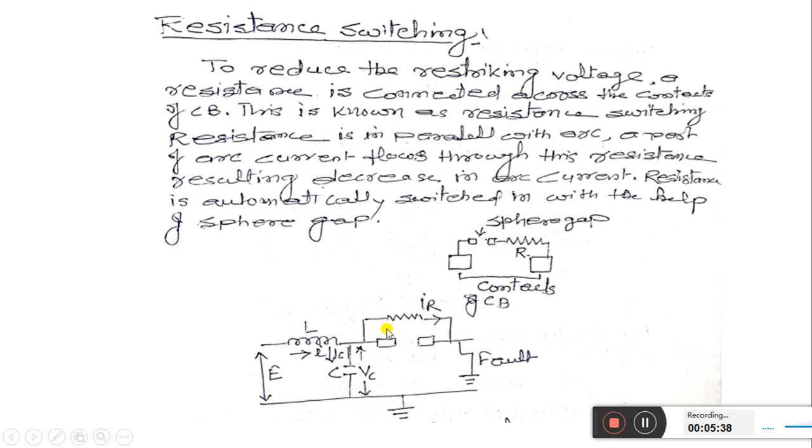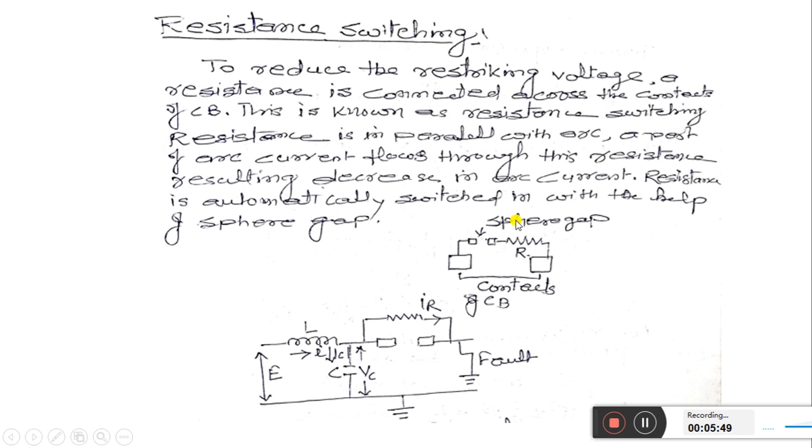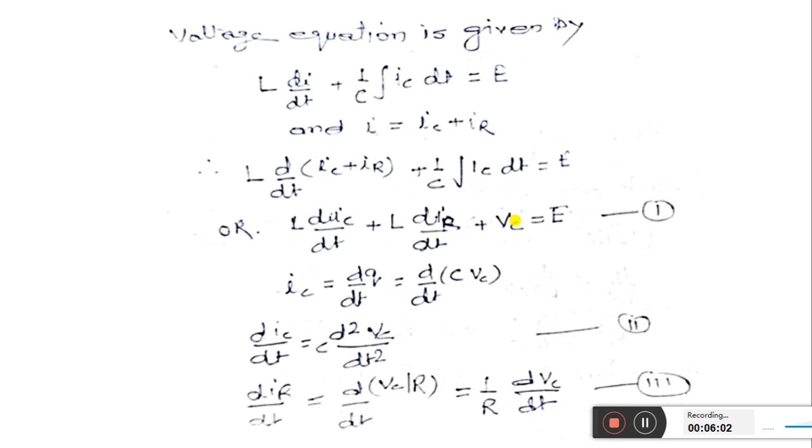By differentiating these currents, this will help us derive the relation for how much resistance we will require to connect across the circuit breaker contacts so that we can avoid the restriking voltage, or reduce its magnitude. So let us see.